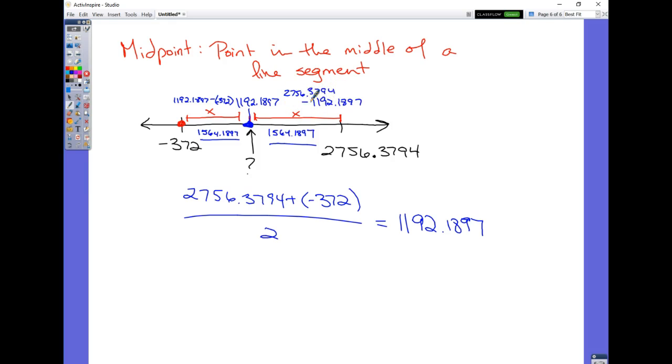2,756.3794 minus that, and you get this distance. That is the concept of the midpoint formula. We're trying to figure out the average distance from the one endpoint to the other. Since we're trying to find a spot where the distance will be the same, we find the average location, and we do that.